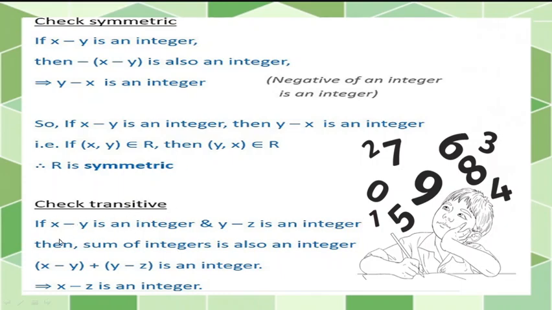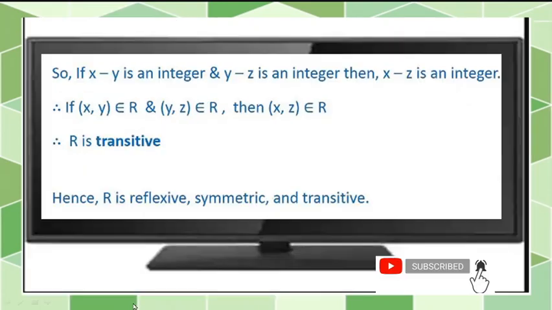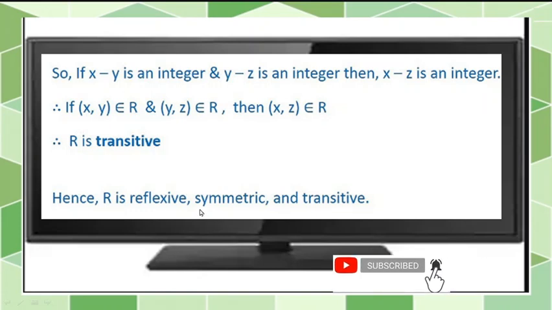Now let's check transitive. If x minus y is an integer, and y minus z is also an integer, then definitely x minus z will be an integer, because x minus z can be expressed as the sum of these two integers, and the sum of any two integers is always an integer. When we add these two, y minus y will be cancelled and only x minus z will be left. So this is transitive. So R is reflexive, symmetric and transitive as well.